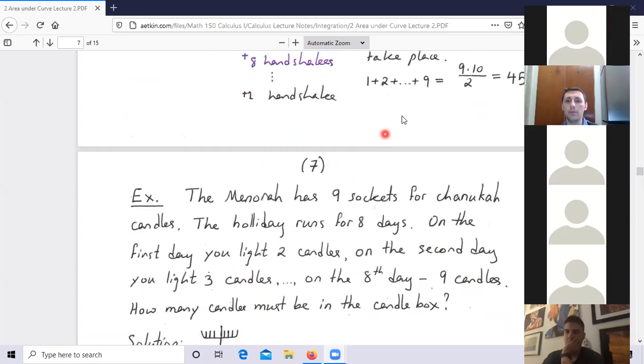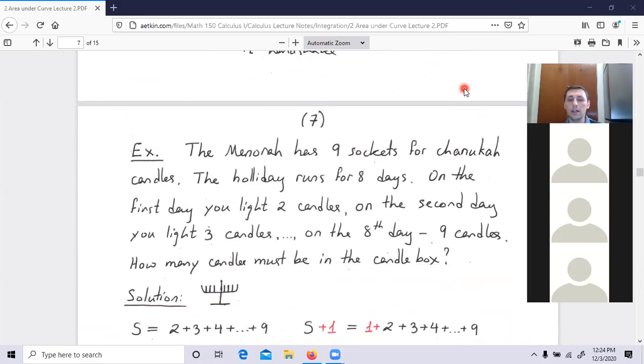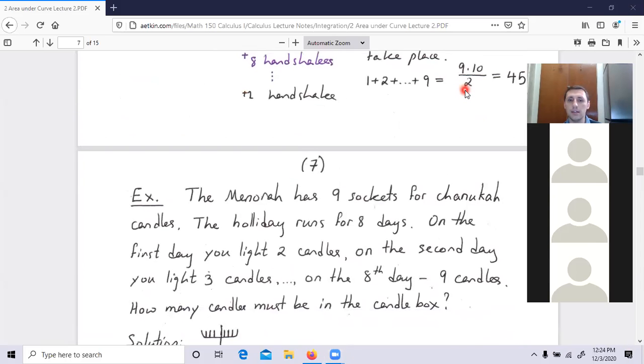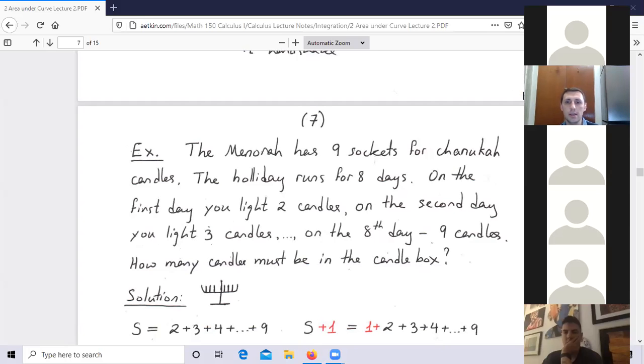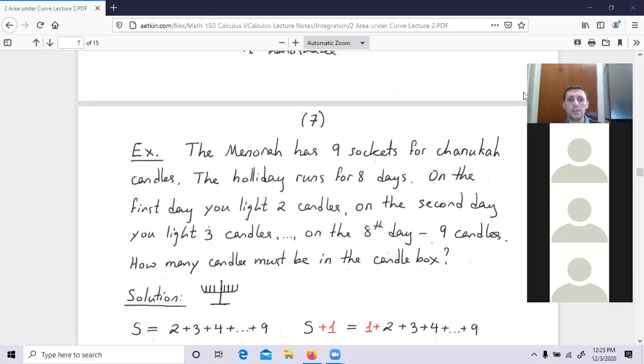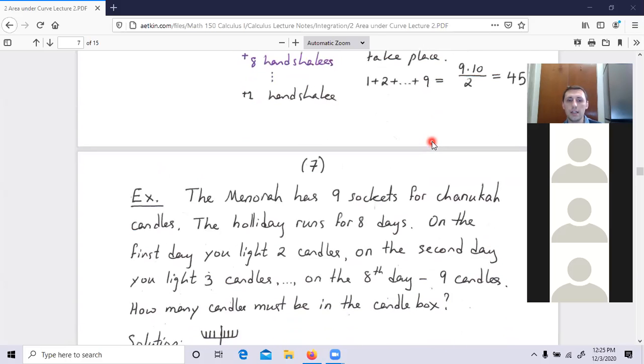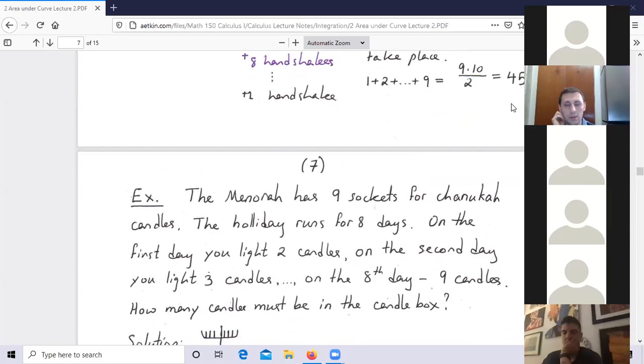Here is another example. Soon there will be Hanukkah. I'm not sure if you celebrate it. Hanukkah has 9 sockets for the candles. The holiday runs for 8 days. On the first day, you light 2 candles. On the second day, you light 3 candles, and all the way to the 8th day, you're always increasing each day by 1 candle more. And then on the 8th day, you light all the 9 candles.